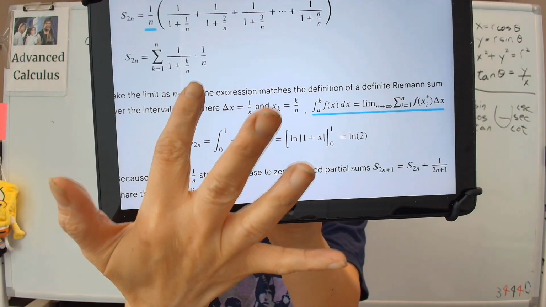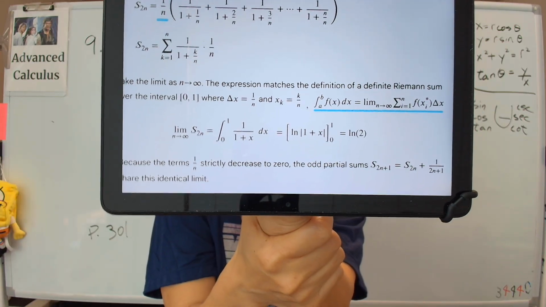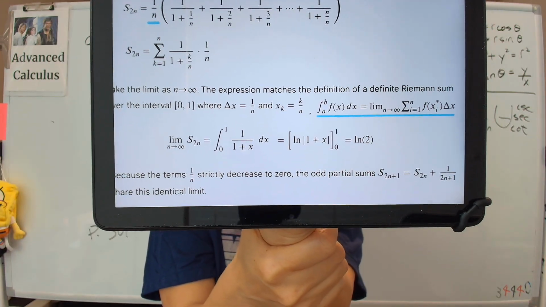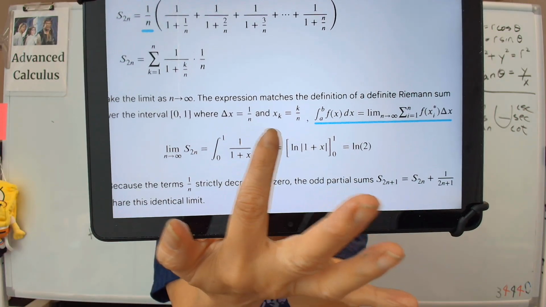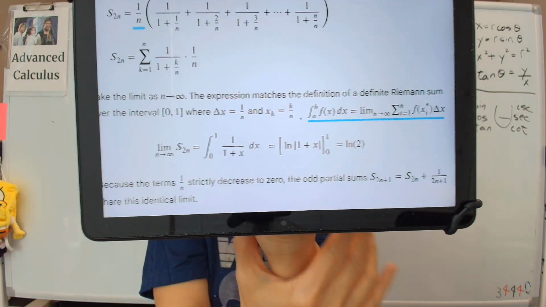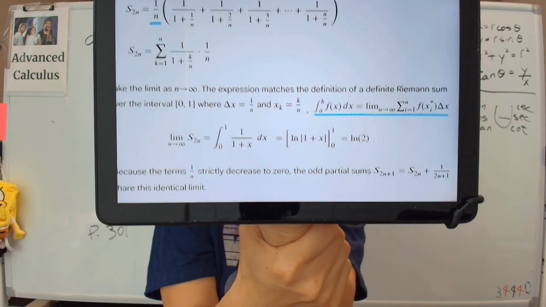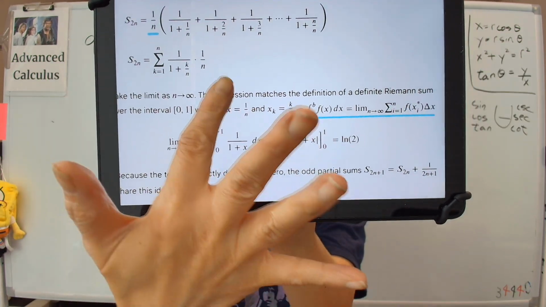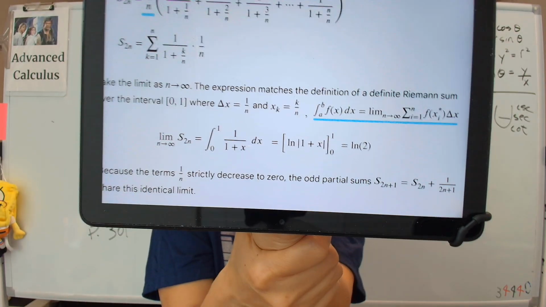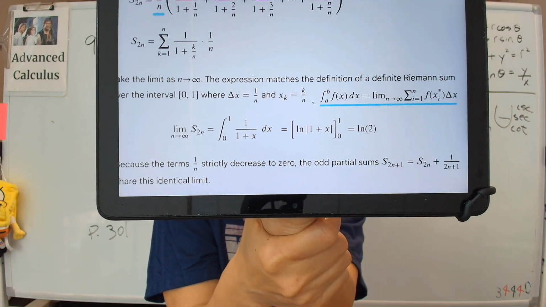That is, this is the definite integral of 1 over 1 plus x, if you let delta x equal 1 over n, and x_k equals k over n right here, and then that fits the definition of the Riemann sum over the interval 0 to 1. So that is exactly that as n goes to infinity. Now how cool is that? I mean, who is going to sit around and realize that kind of thing?